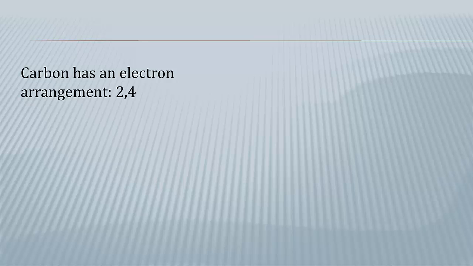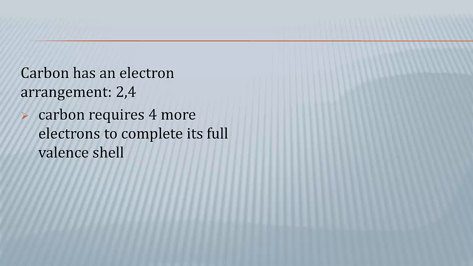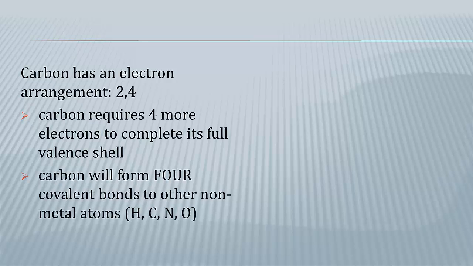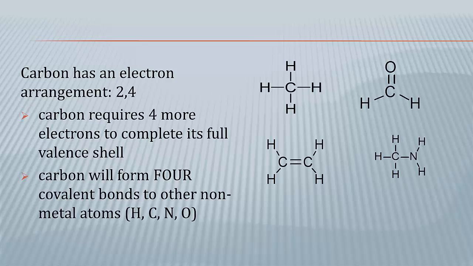We'll start by looking at the electron arrangement of carbon, which has 2 electrons in the first energy level and 4 electrons in the valence shell. This means that carbon requires 4 more electrons to complete its full valence shell, and because of this, carbon will form 4 covalent bonds to other nonmetal atoms like hydrogen, carbon, nitrogen, and oxygen. We can see that in these simple examples of organic molecules.